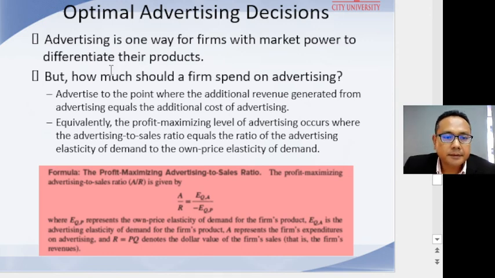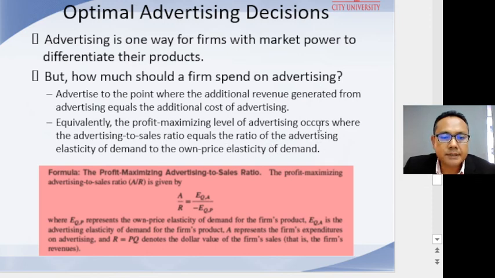Okay, so advertising is one way for firms with market power to differentiate their products. But how much should a firm spend on advertising? That's the issue. Advertise to the point where the additional revenue generated from advertising equals the additional cost of advertising. Equivalently, the profit maximizing level of advertising occurs where the advertising to sales ratio equals the ratio of advertising elasticity of demand to the own price elasticity of demand.